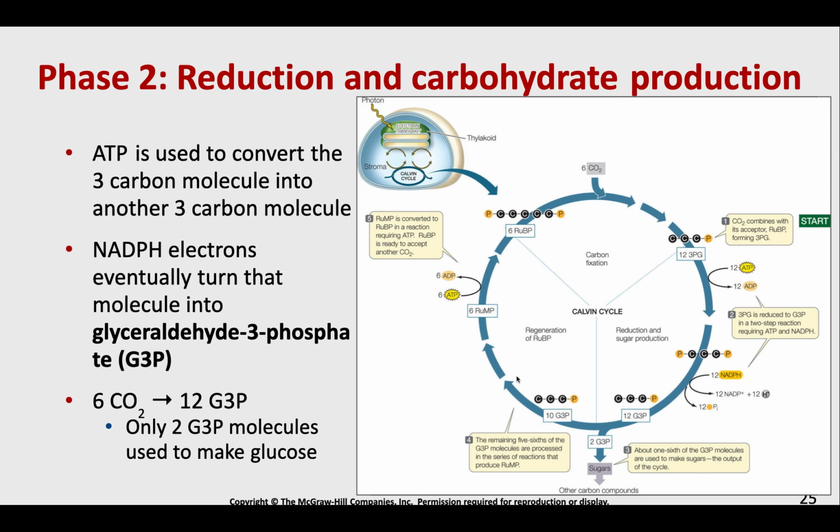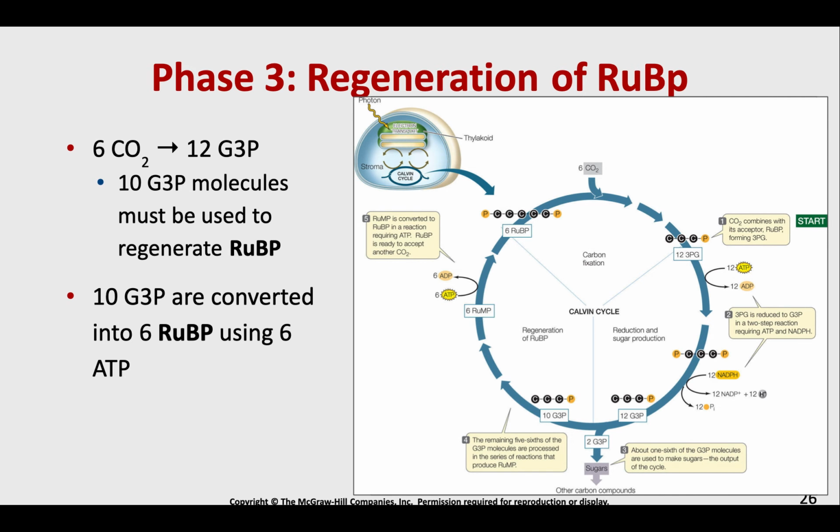So we have our last phase, where we're taking those 10 G3P molecules and using them to regenerate RuBP. Remember, RuBP was initially used up in the first phase. It combined with CO2, it was used up, and then it went through all these different transformations to become 12 G3P. Well, now we've got to get that RuBP molecule back. And this is that last phase. We are taking our 10 G3Ps and converting them back into RuBP, using quite a bit of energy, quite a bit of ATP along the way.